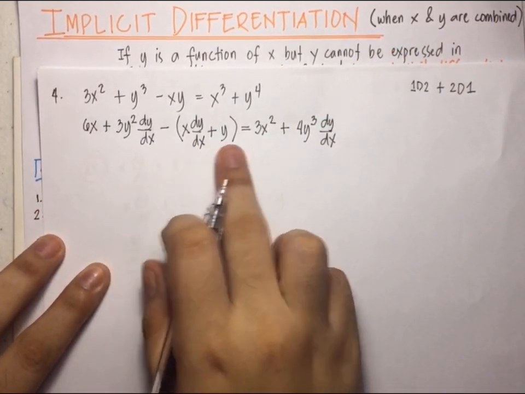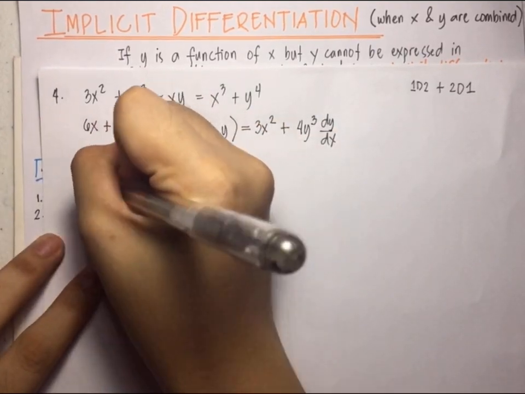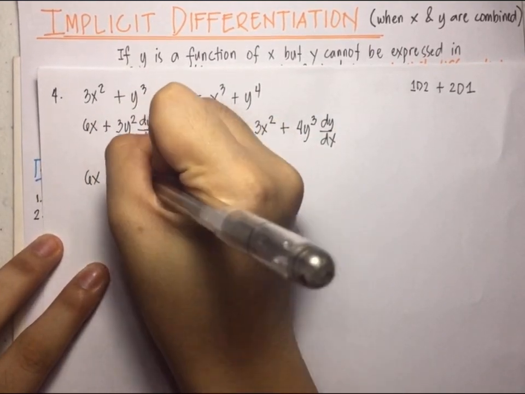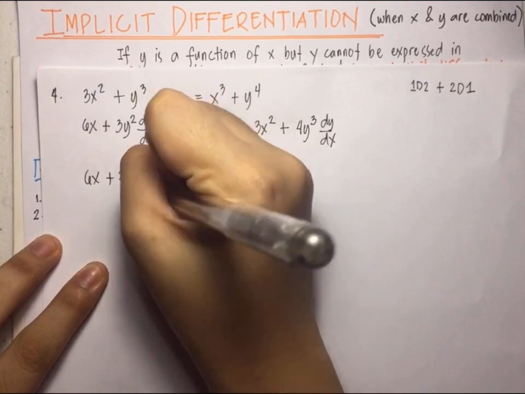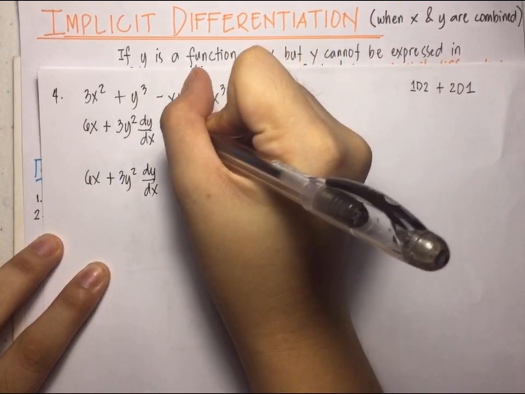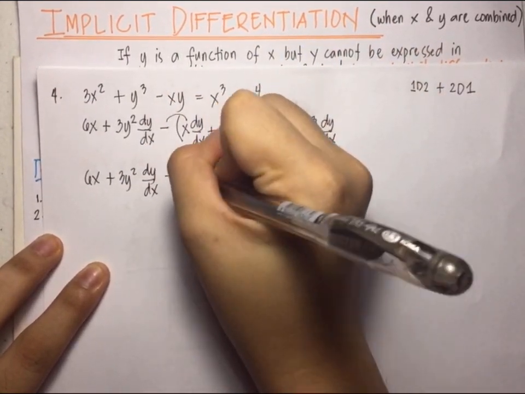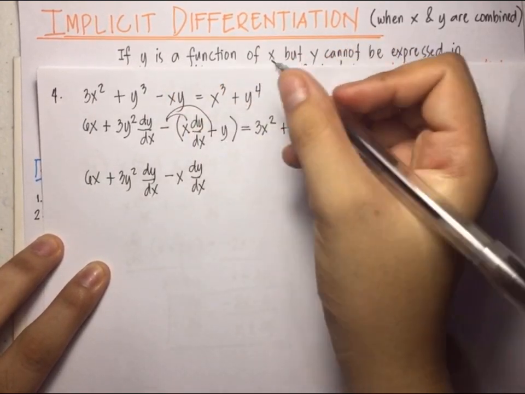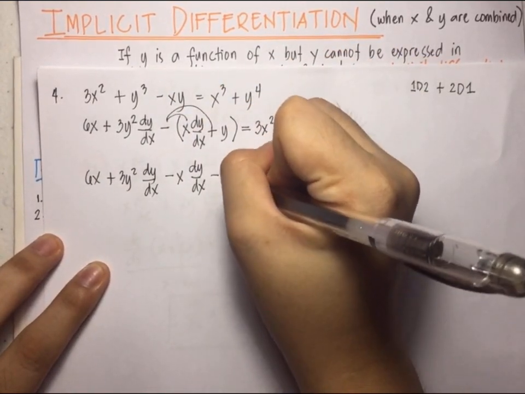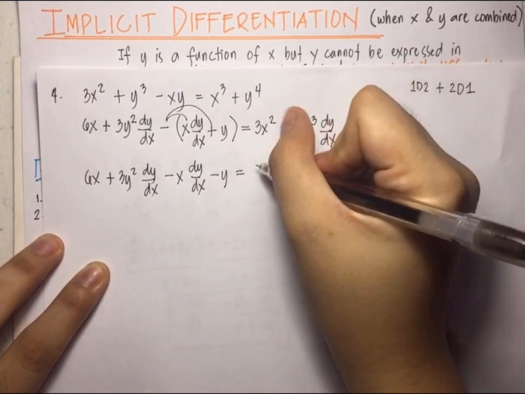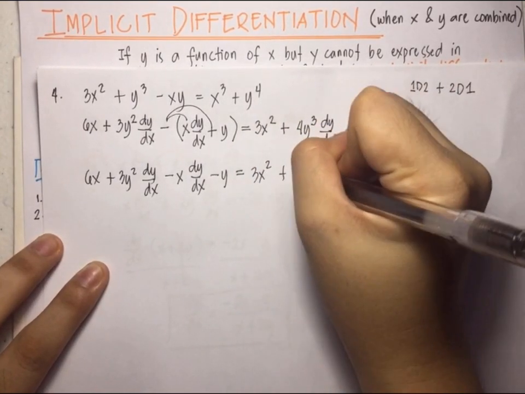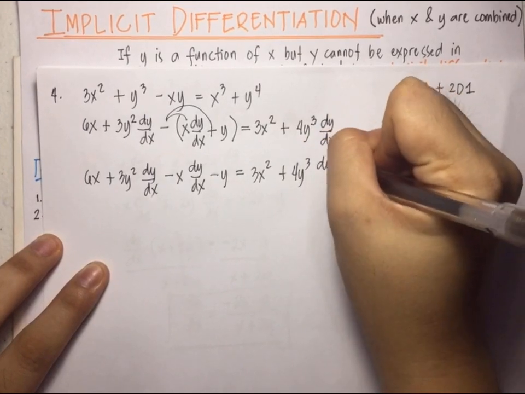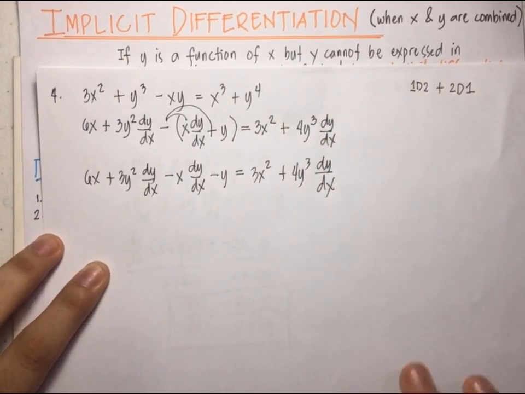Let's distribute the sign in here first. So we have 6x plus 3y squared dy over dx. Distribute, minus x dy over dx. Negative times positive y is negative y equals 3x squared plus 4y cubed times dy over dx.